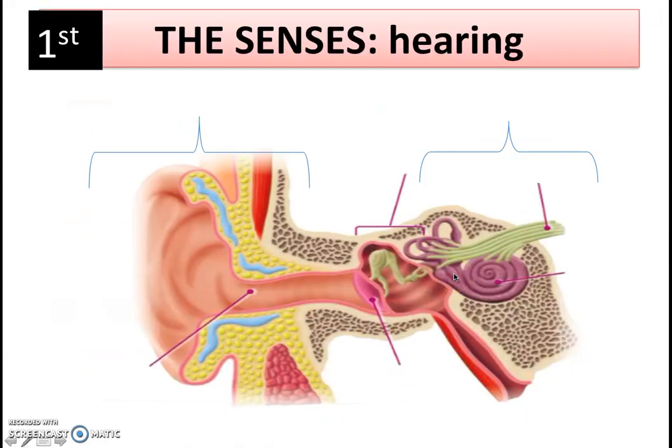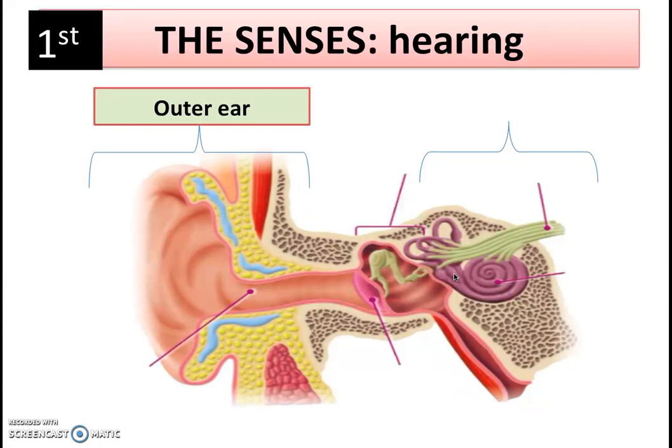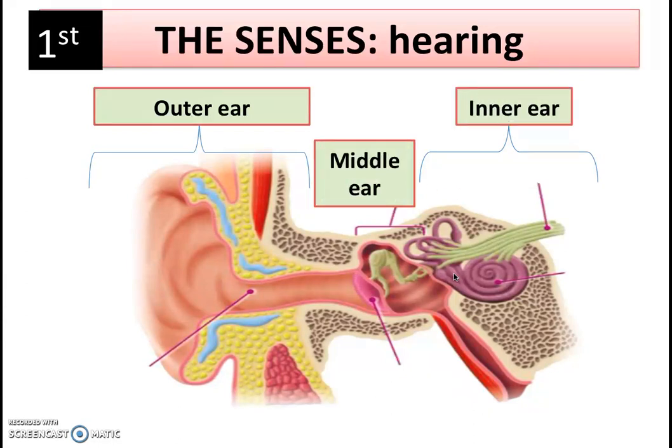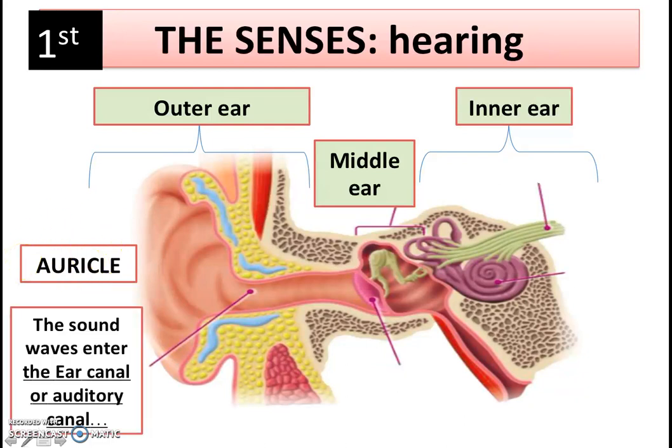Now the hearing, el oído. You have to know that the ear can be divided into three parts: the outer ear, oído externo, the middle ear, and the inner ear, oído interno. The outer ear is made up of the auricle, lo que es la oreja, el pabellón auditivo, okay? The sound waves enter the ear through the auricle and travel through the ear canal or auditory canal. This tunnel is called the ear canal, okay? So the sounds travel here.